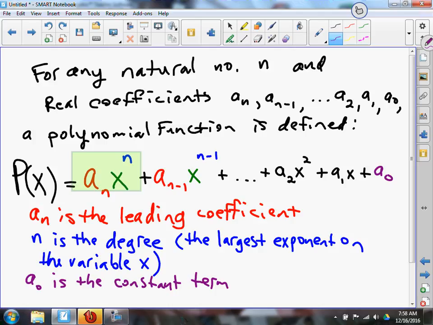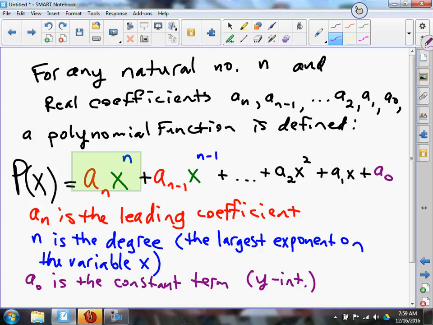Now, from studying lines, we looked at y equals mx plus b, right? And the b is the same thing as that a sub 0. When we studied standard form quadratic functions, we saw y equals ax squared plus bx plus c. And the c was the a sub 0. What do we know about the b from lines and the c from quadratic functions? Anybody remember what part of the graph that was? It's the y-intercept. So, by the same line of reasoning, this a sub 0 is also going to be our y-intercept. Okay?